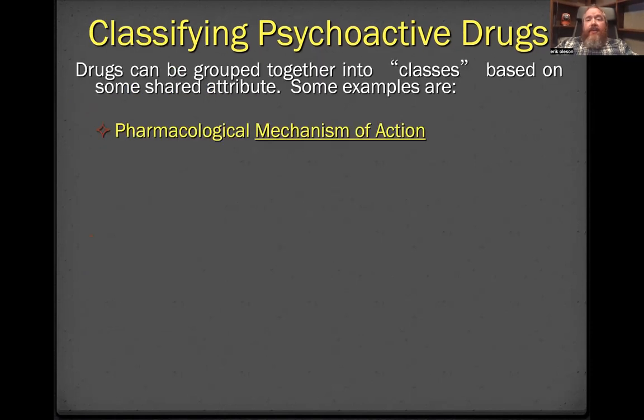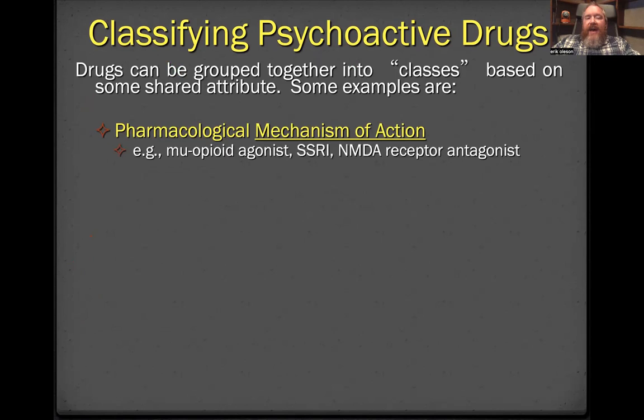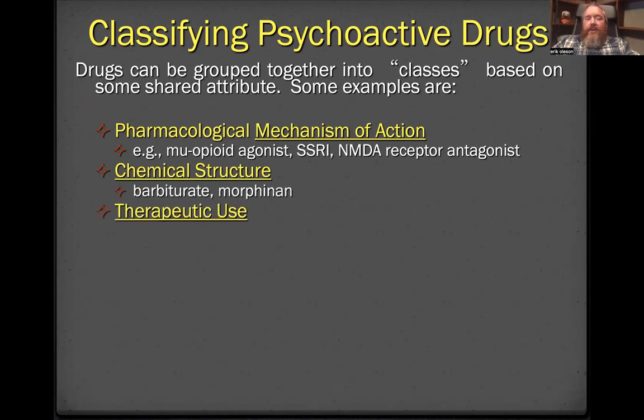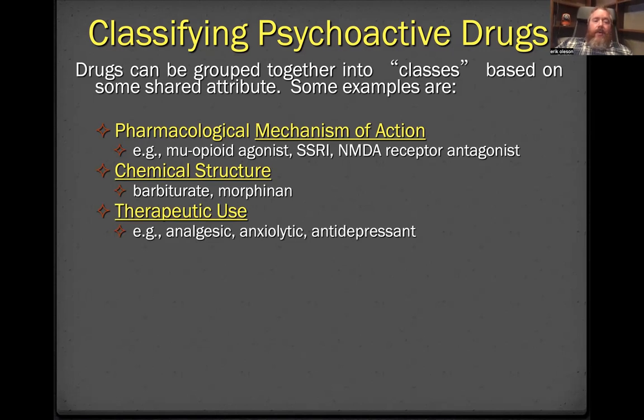Drugs can be grouped together into classes that are based on some sort of shared attribute. Some examples are pharmacological mechanism of action, like a mu opioid receptor agonist, an SSRI, or an NMDA receptor antagonist. And you also have your chemical structures like barbiturates, or morphine-like compounds like opioids.